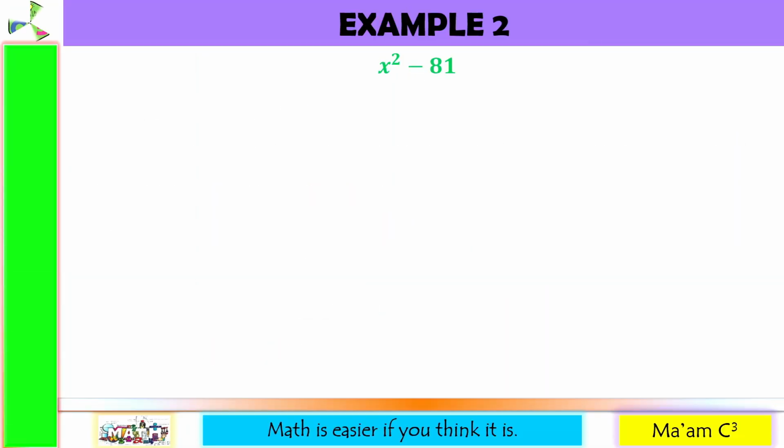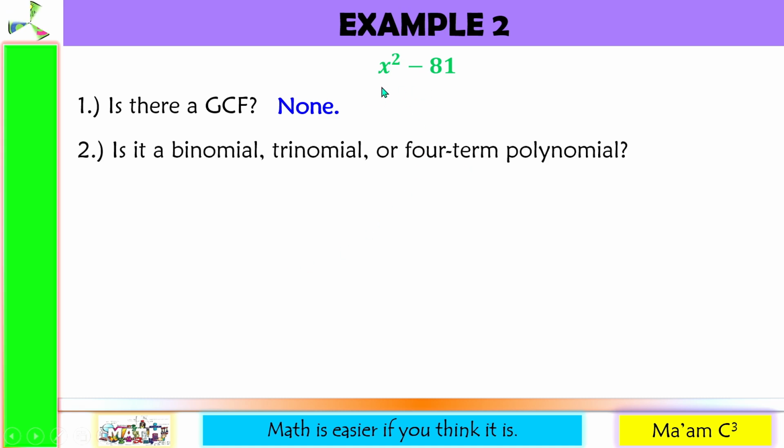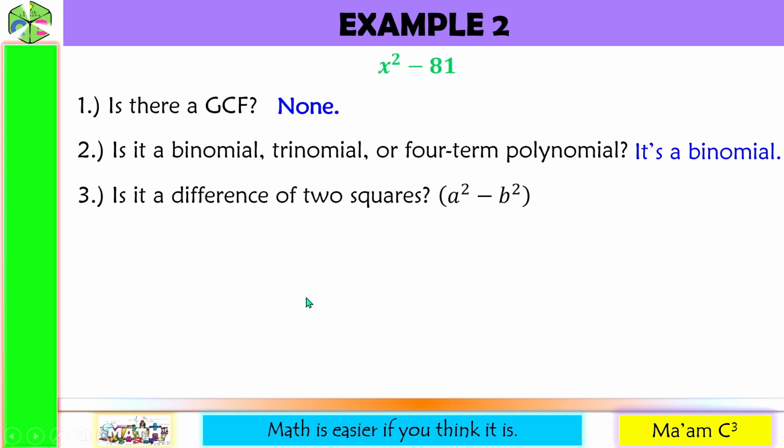Let's have another example. x squared minus 81. Again, is there a GCF? Is there a common factor between x squared and 81? There is none. So let's proceed to the next question. Is it a binomial, a trinomial, or a four-term polynomial? Since there are two terms, then it is a binomial. Next one. Can we express it as a difference of two squares, a squared minus b squared? For x squared, yes. For 81, yes, because it has a square root. So the answer here is yes.